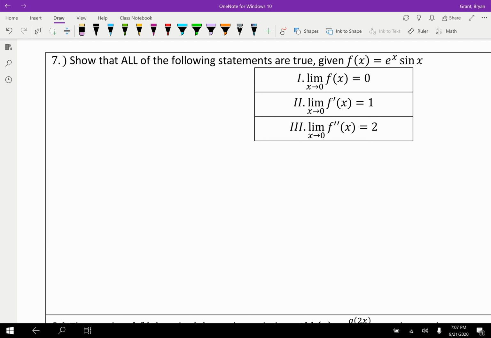That's good because it means instead of finding the limit, which can be a little bit abstract, we can just take 0 and plug it into our function, right? So let's try that one first. The limit as x approaches 0 of f of x is really just going to be found by replacing the x's with zeros. Any function to the 0th power is 1, and sine of 0 is 0. We get 0.